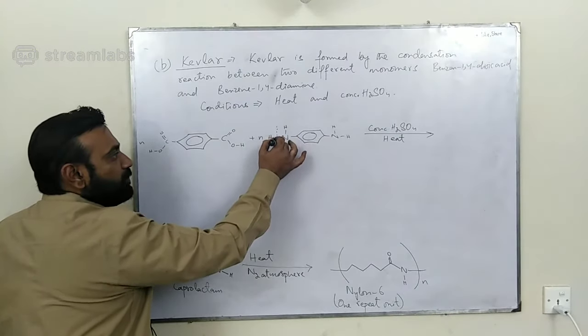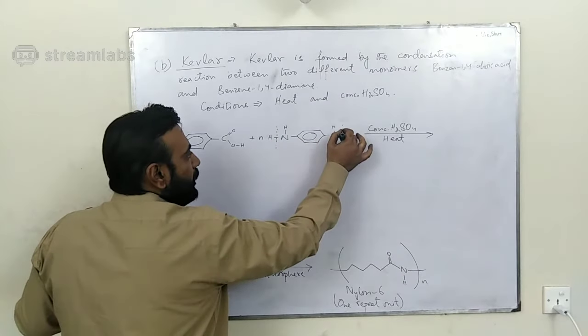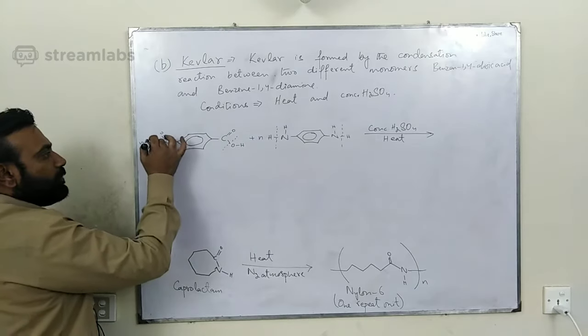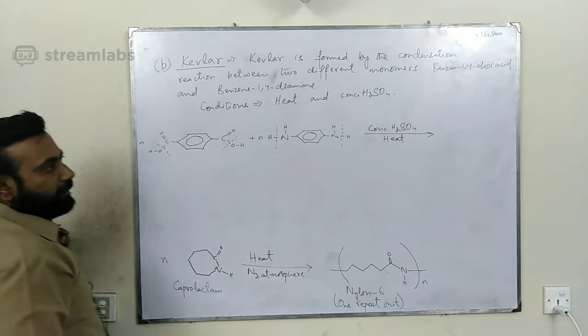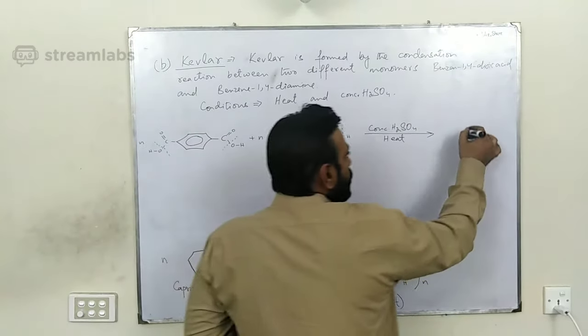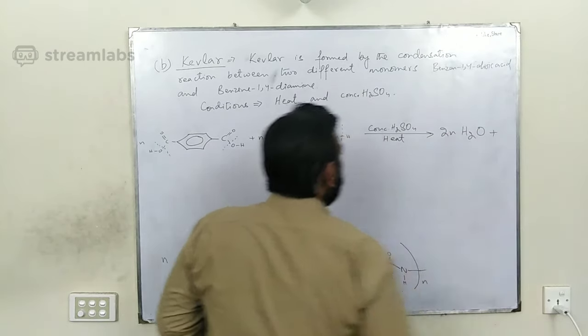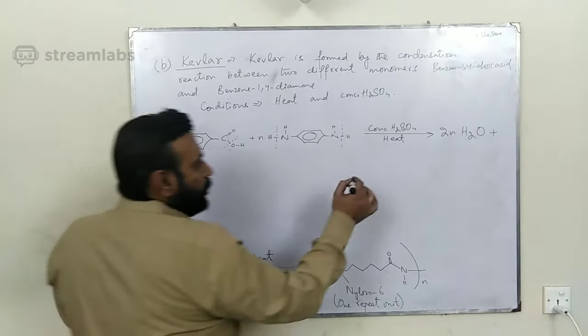Amine groups will lose their hydrogens from each side, and carboxylic acid groups will lose their OH groups from each side. These H and OH groups will react together to form water, and the remaining parts of the molecule would be like this.